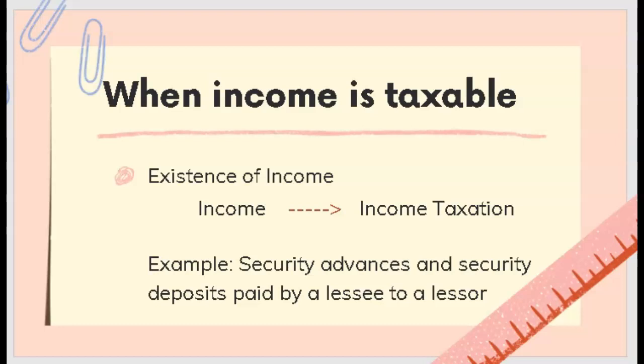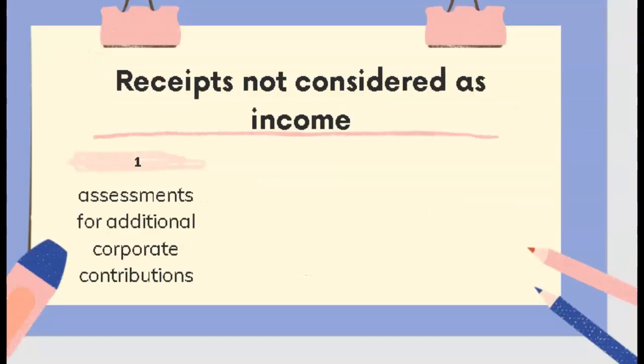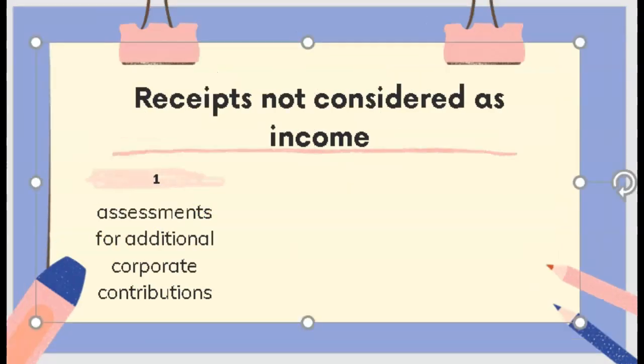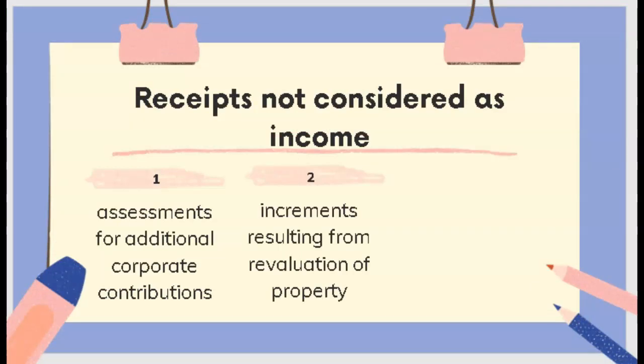Here are some of the examples of receipts not considered as income. First are assessments for corporate contributions. Next, increments resulting from revaluation of property. They should be recognized as unrealized income until the revalued property is disposed of. And money or property borrowed. Borrowed money has to be repaid by the debtor. On the other hand, the creditor does not receive any income upon payment because it is merely a return of capital.